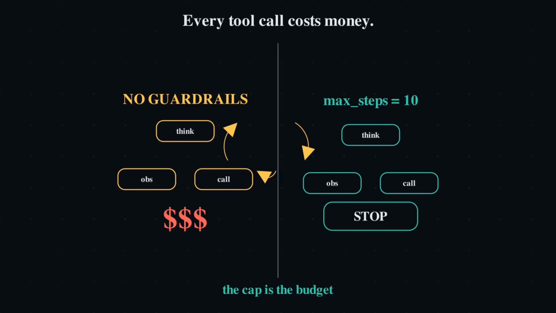Max tokens on the model output caps the LLM spend, and tool-specific limits, for example, max search results equal to 3, cap the API cost. The agent without guardrails keeps looping, burning money. The one with guardrails stops at the cap and reports. So pick guardrails.